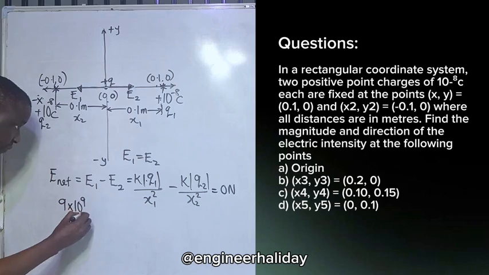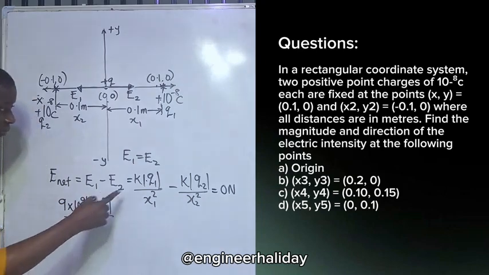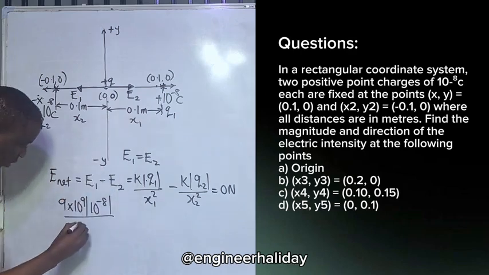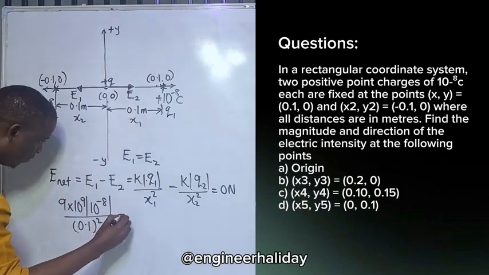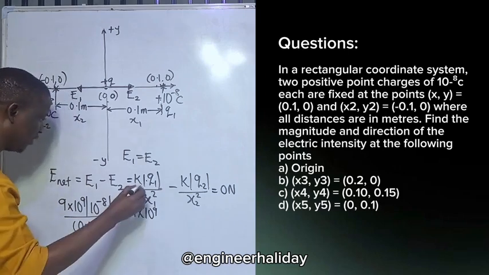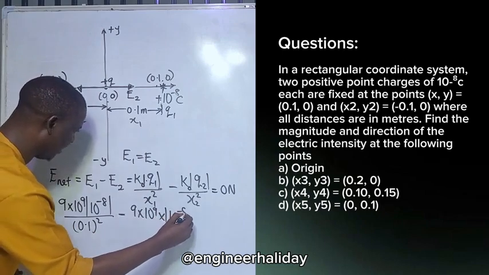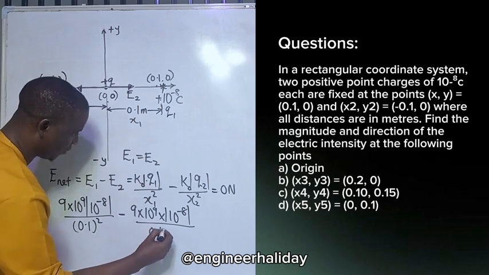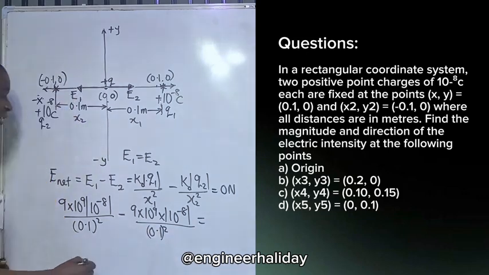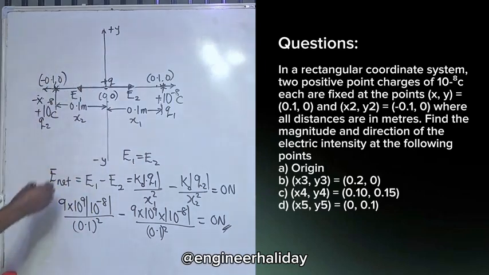9 times 10 to the power 9, absolute of 10 to the power minus 8, divided by, that is for Q1, the distance here is 0.1 all squared, minus 9 times 10 to the power 9, which is K naught, and what is our Q2? The same 10 to the power minus 8 divided by 0.1 squared. At the end of the day, you are going to end up having the same value, giving you 0 result. So the net force at the origin is 0. Let's take note of that. That one is settled already.